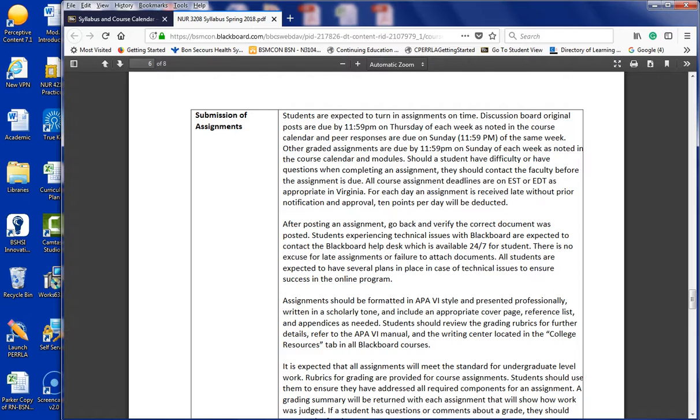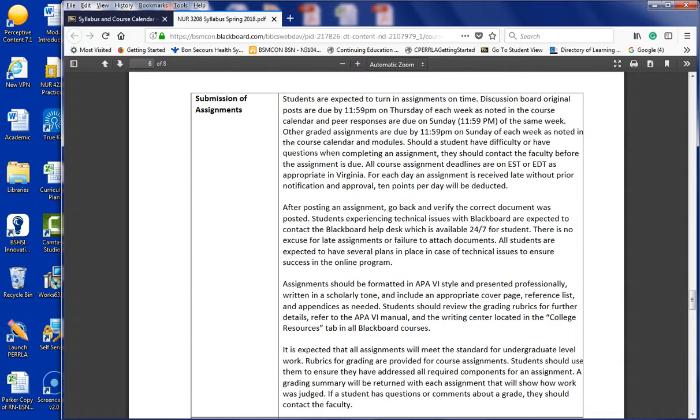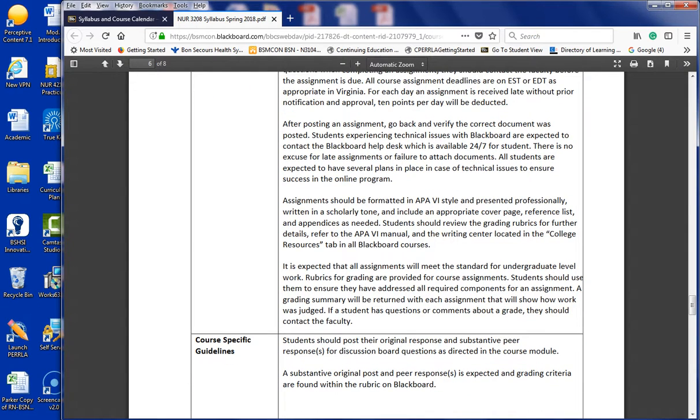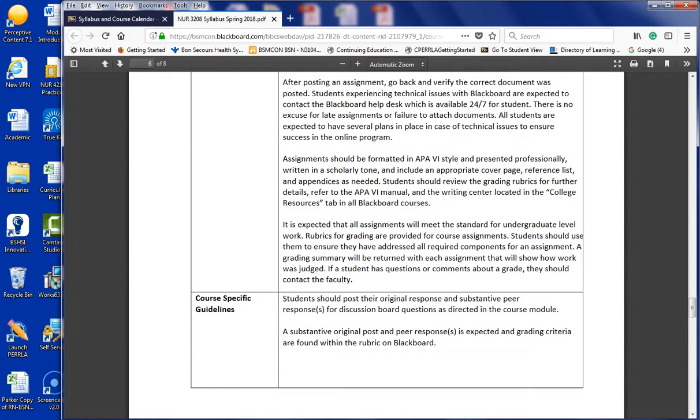For assignments, discussion boards are always due on Thursdays at 11:59. Right here it says Thursdays of each week, 11:59 p.m. And any peer responses and assignments are always due on Sunday at 11:59. That pattern stays in all the classes that you take, so you never have to worry about different due dates. And always remember, we're on Eastern Standard or Eastern Daylight Time. And please, when you post something, go back and check in Blackboard and make sure it's there, because it does strange things. Let's see what else we have.